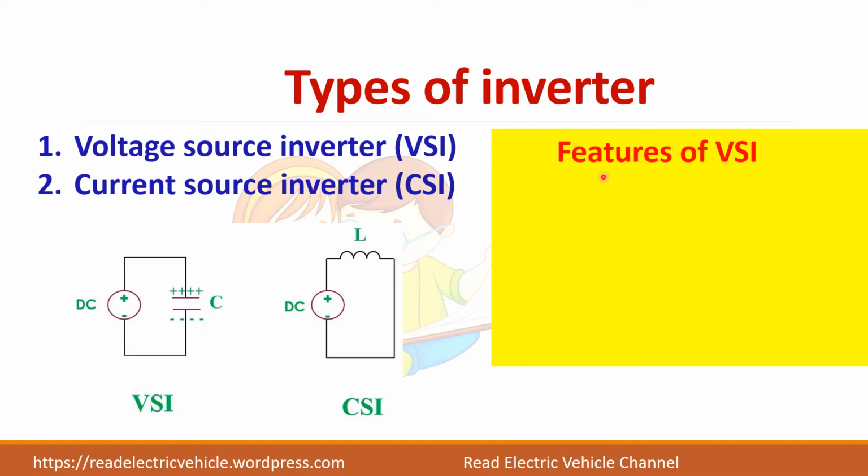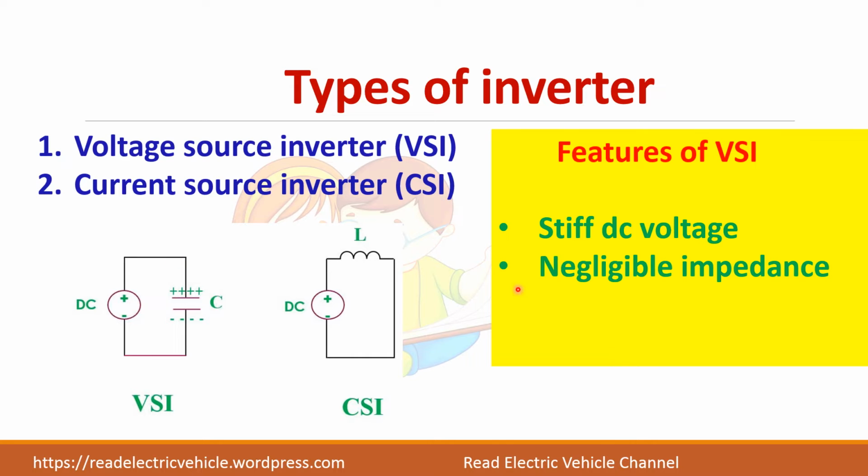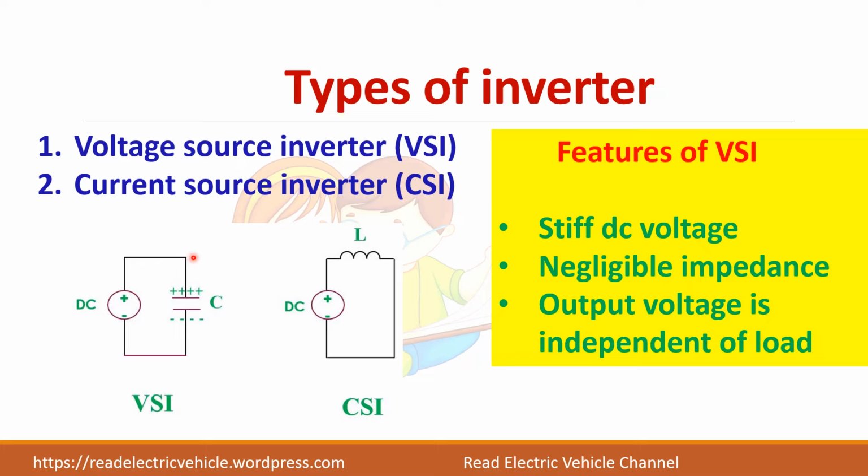So let us see the features of voltage source inverter. It has a stiff DC input voltage and it has negligible impedance, and the output voltage is independent of the load. That is, irrespective of the load which we connect, always the output voltage will remain the same.